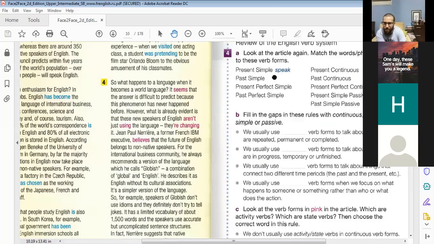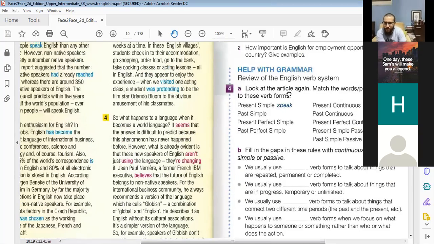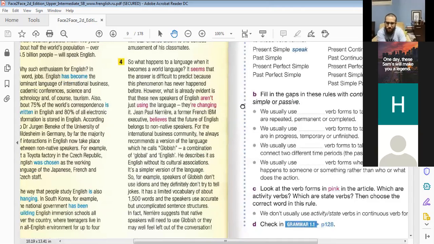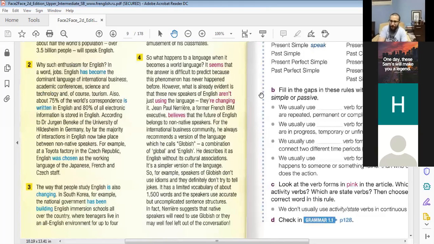Where is the present continuous? Where is present continuous? Can you see it? Yeah, it's also is changing. English is also is changing. Yeah. Correct. This is present continuous. All right.